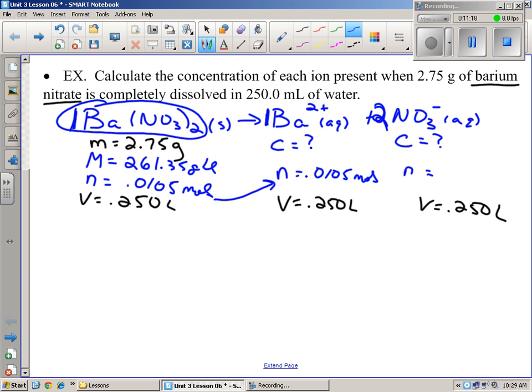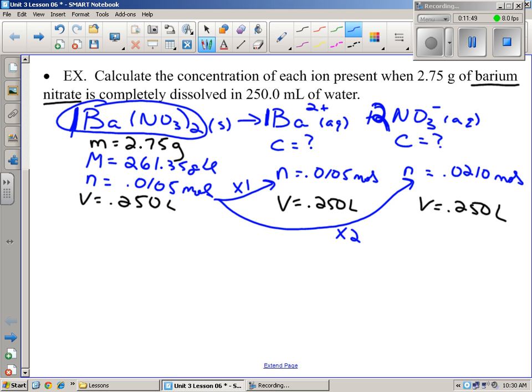And how many moles of this would I expect to get? Well, once again, we look at the ratio here. For every one of these compounds, it gives me 2 nitrates, right? So times this by 2. If you want, you can put times 1 there. Times that by 2, and I should get about 0.0210 moles here. Twice as many. Twice the amount, right?